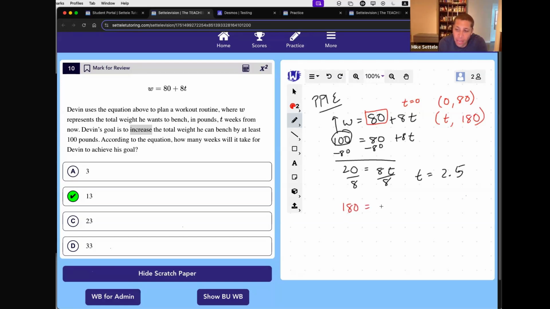And that's the key. 180 equals 80 plus 8t. Subtract the 80. 100 is 8t. Divide by 8. And I think you get 12.5. So you get close to 13. So there you go. Now, the reason I gave you guys that question is, again, I thought more of you would get it wrong.